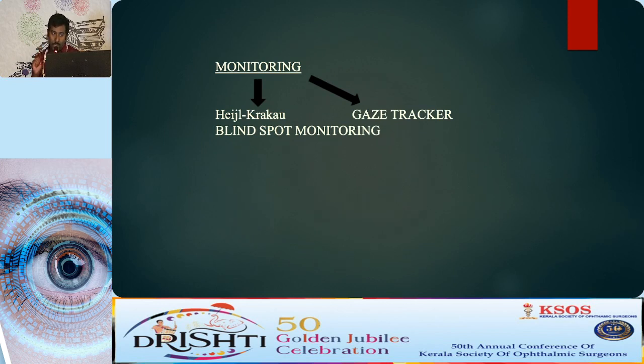Monitoring is done by the Heijl-Krakau method, where a stimulus is given at the blind spot, where the patient is not supposed to be able to see. If the patient sees a stimulus at the blind spot, that is counted as a blind spot visualization, so that is counted as an error. And there is also a gaze tracker which looks at the pupil position.